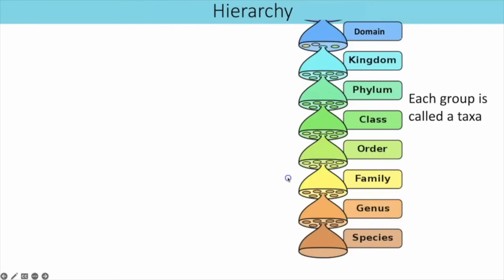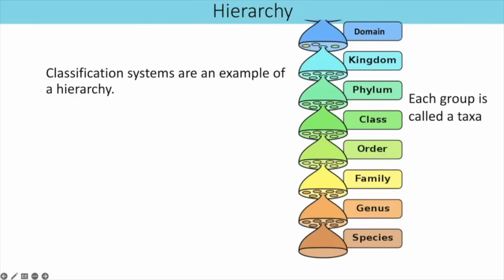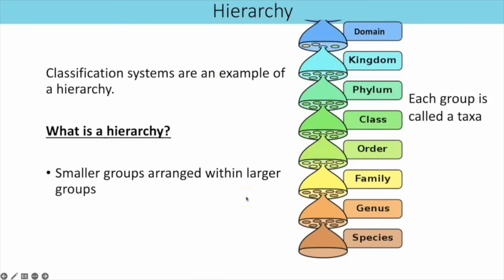Another way to classify is using this Linnaeus classification hierarchy system, where we have domain, kingdom, phylum, class, order, family, genus, and species. And each of these groups is called a taxa, or taxon for singular. And this is known as a hierarchy because we have smaller groups arranged into larger groups, and there's no overlap between the groups. Now, what that means is members of different species, which is a smaller group, can fit into the same genus, which is a larger group. But there'll be no overlap between those different species, even though they're in the same genus.